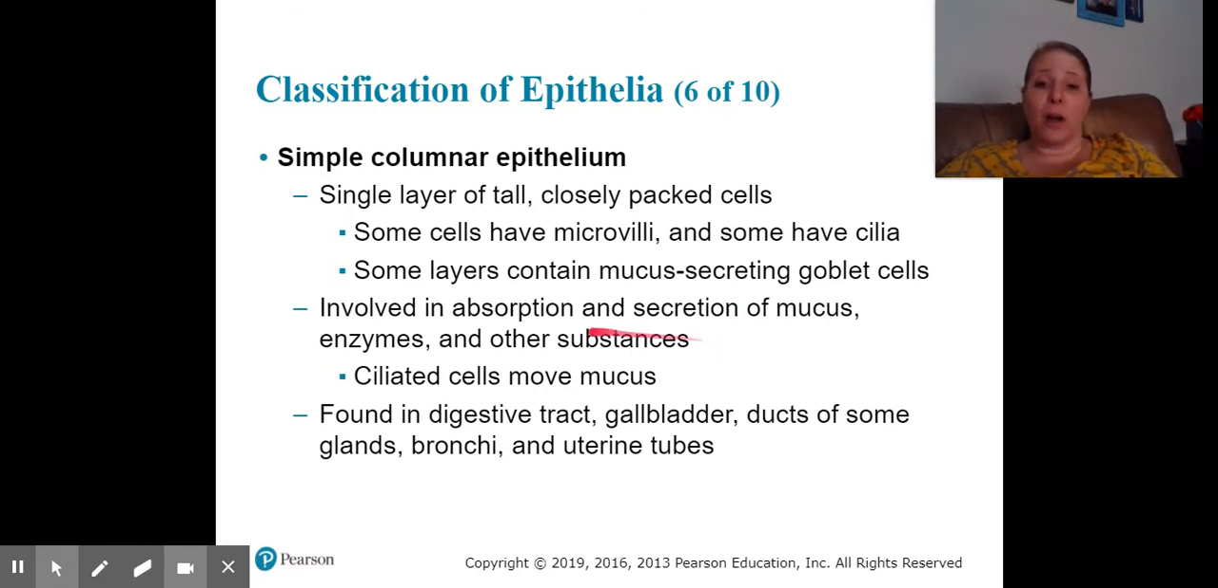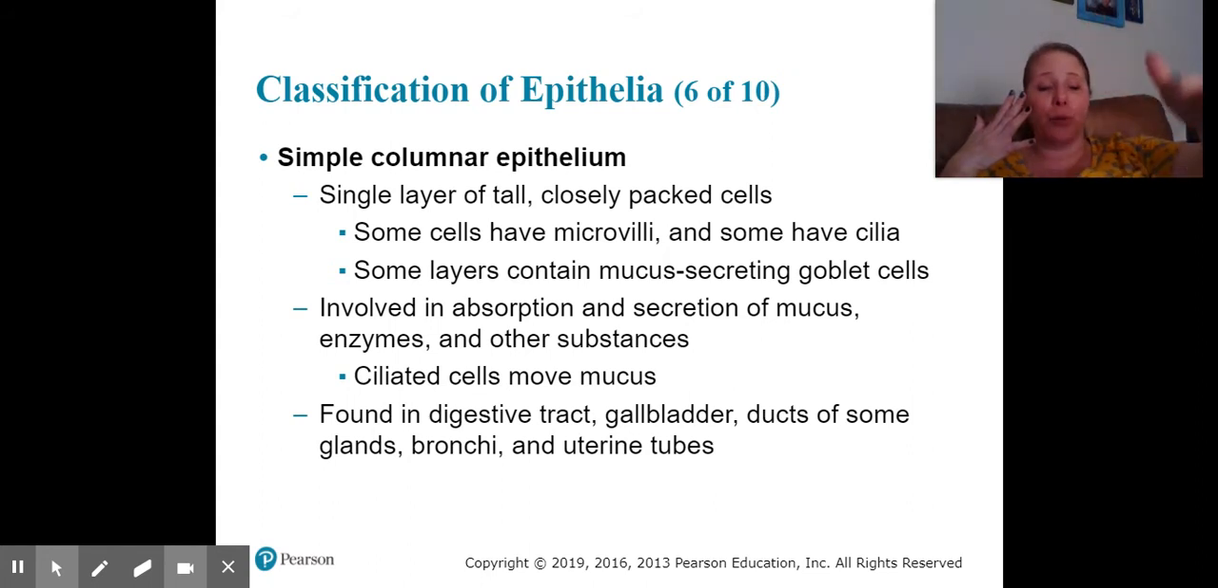Simple columnar cells are for absorption and secretion of mucus, enzymes, and other substances. And then they have the cilia, those little finger-like things to help move that mucus so it traps things. Like in your respiratory tract, you get the snotty nose. You get that because these columnar cells are secreting the mucus, and then the cilia is there to move it.